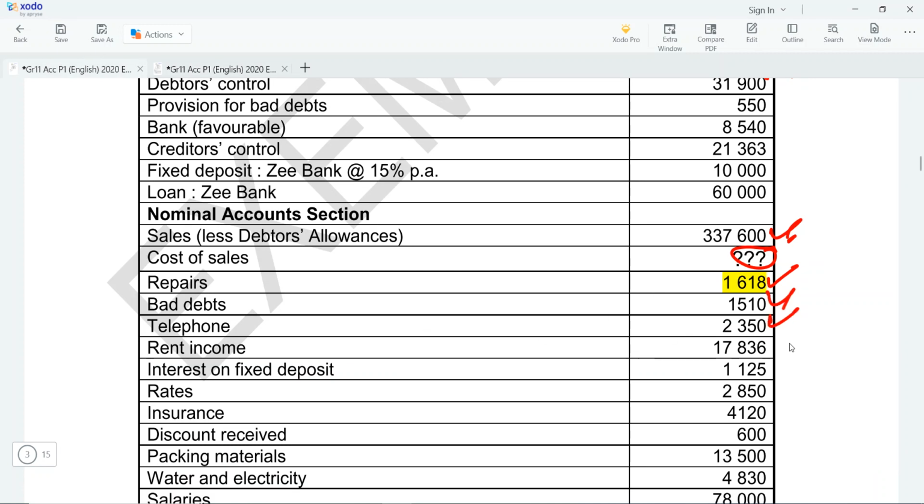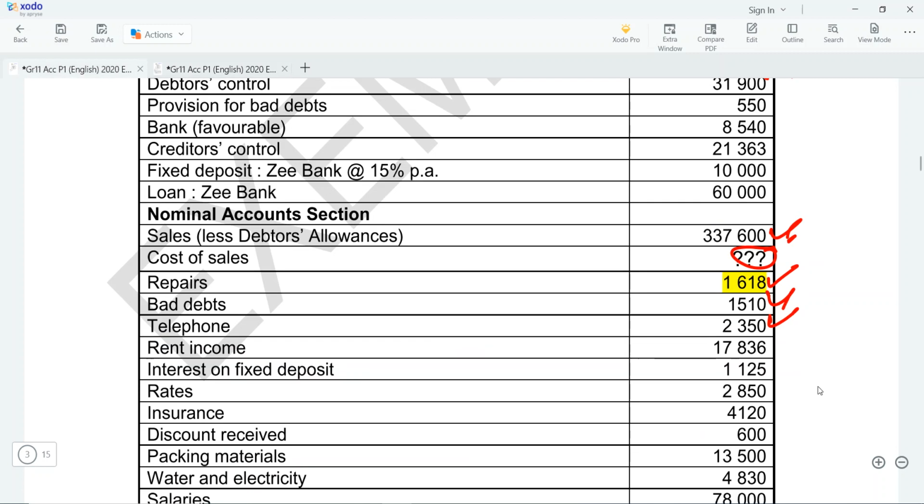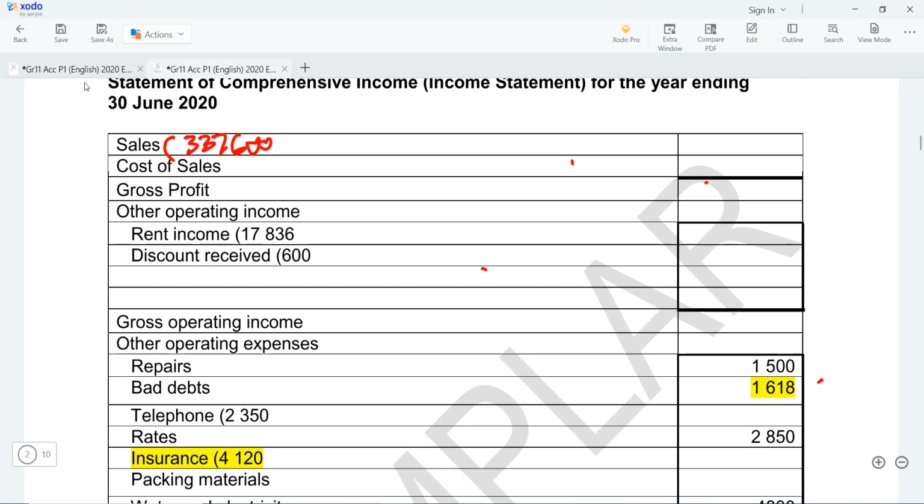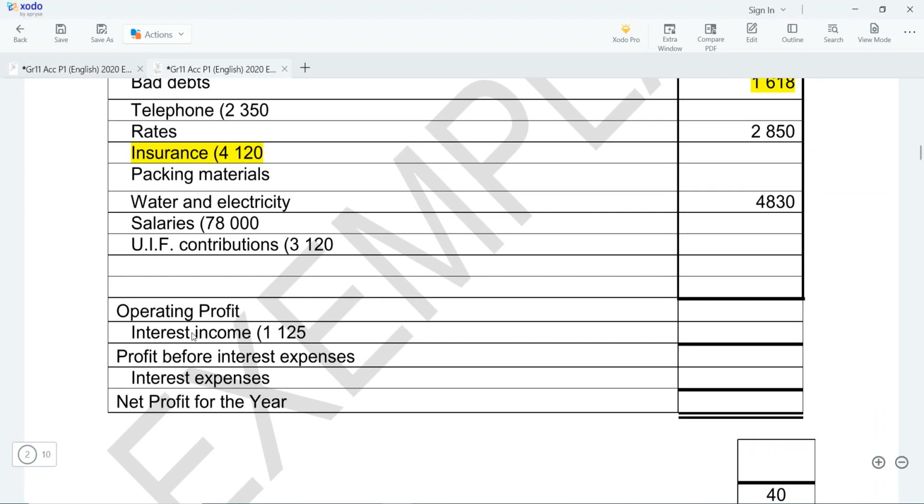We have telephone 2,350. Let's check if it's already there. Telephone 2,350 is there, so no need for us to stress about it. And then from there we have rent income 17,836. Let's check if it's there. It's here, so no need for us to enter it. And then next we have interest on fixed deposit 1,125. Is it there? Definitely there, so we need to go to adjustment.